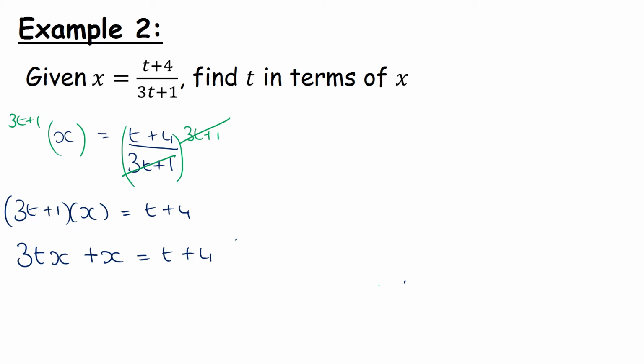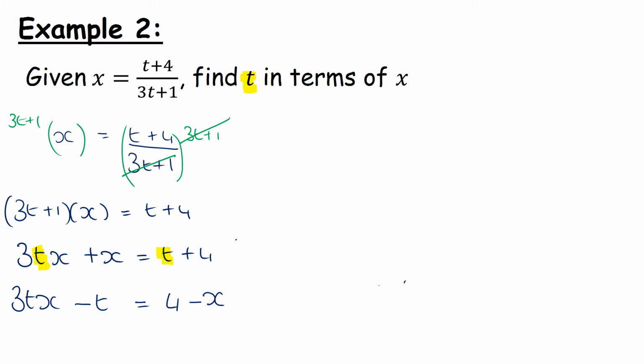Now remember, I'm trying to find t in terms of x. I have a t here and I have a t here. So what I want to do is bring them at least to the same side. Let's have a 3tx here. I'm going to bring that t across the equals. Since that's a plus t, it'll become a minus t, and that equals 4. Let's bring this x back across to this side. It was a plus x, so it's going to be a minus x.